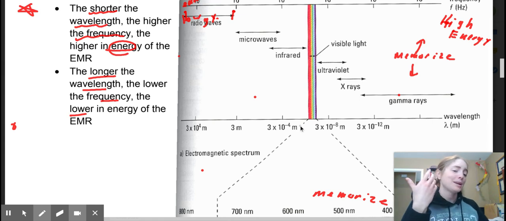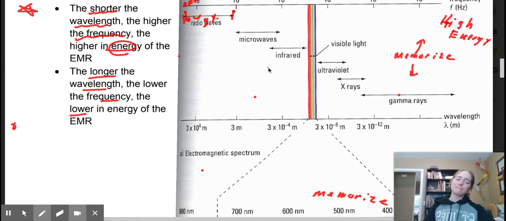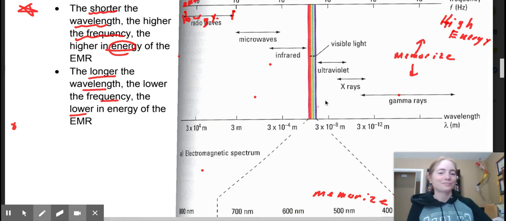So heat can be detected with infrared. A lot of stuff that is warm or hot will be emitting infrared radiation. We can't see that, ladies and gentlemen, although some pit viper snakes can. That's what the pits are. They can detect infrared radiation. Pretty cool. Okay. UV light, we can't see this either. It burns our skin, but we can't see it.